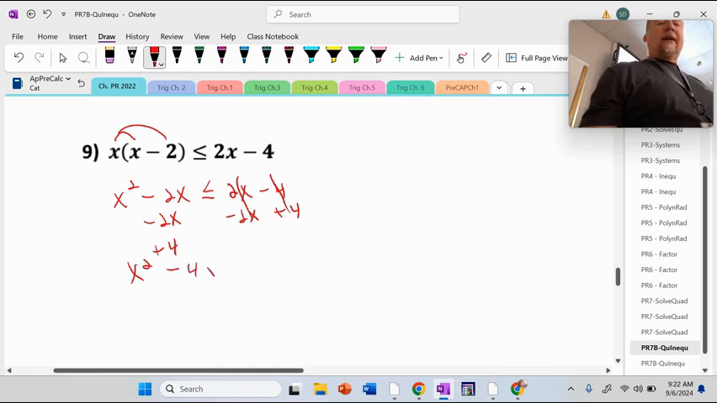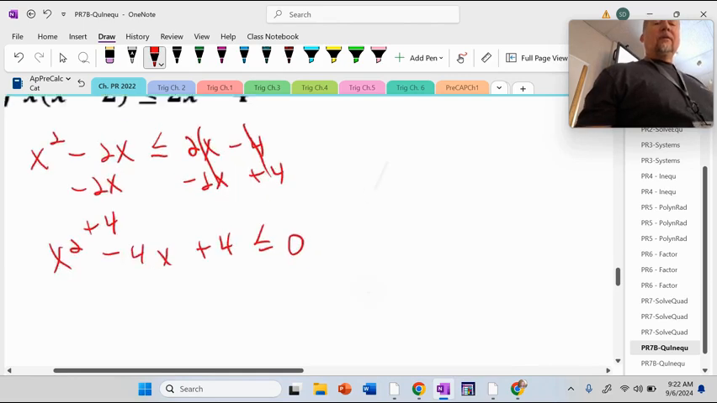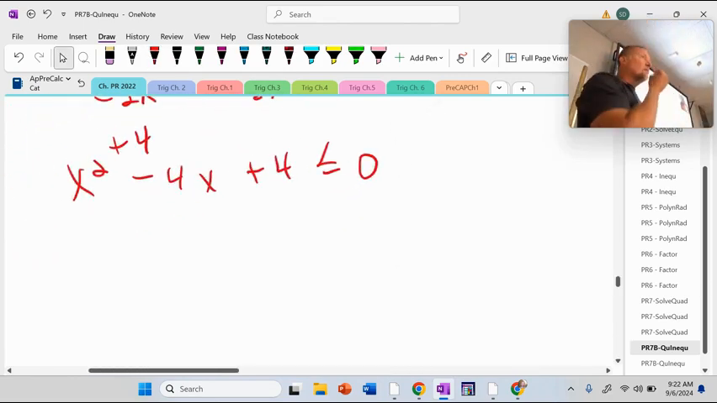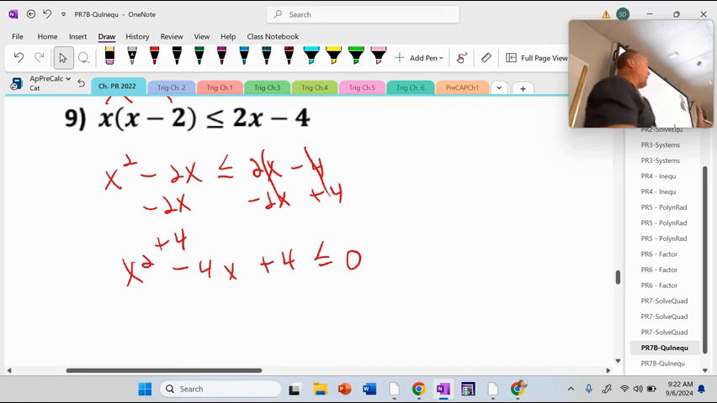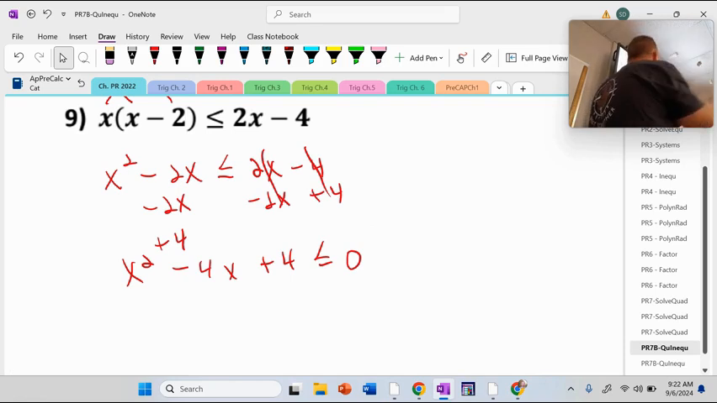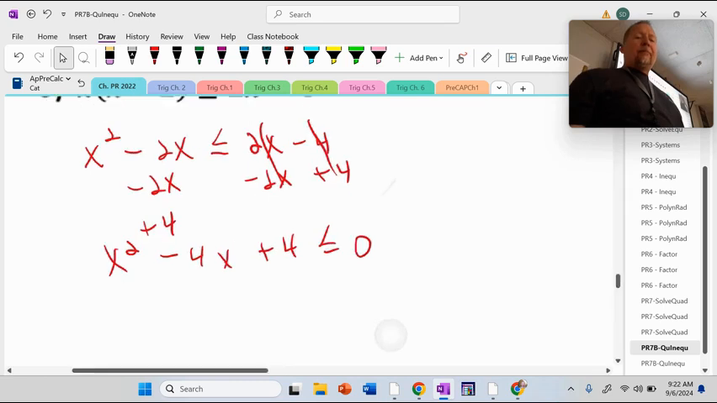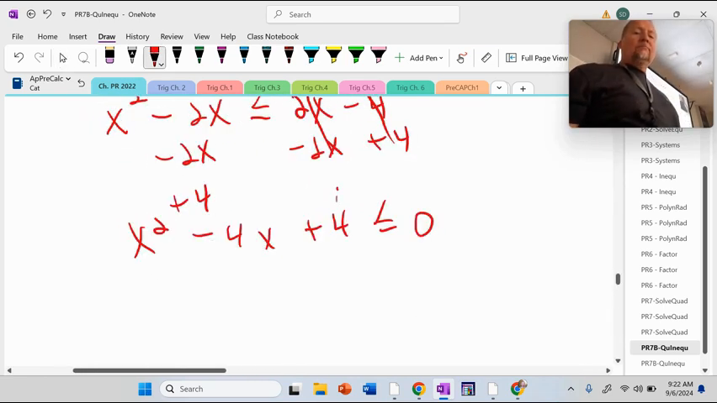So this is minus 4x plus 4 less than or equal to 0. The only thing I wanted to cover was, this is a mess. You've got to distribute, clean up, get everything on one side, compared to 0. But then it ended up not being bad, because what multiplies to 4 and then adds to negative 4? Those numbers exist. Negative 2. So this is x minus 2, x minus 2.